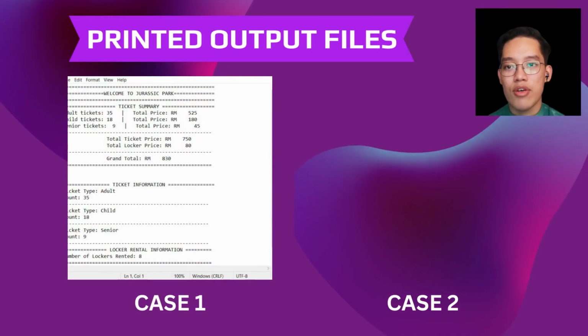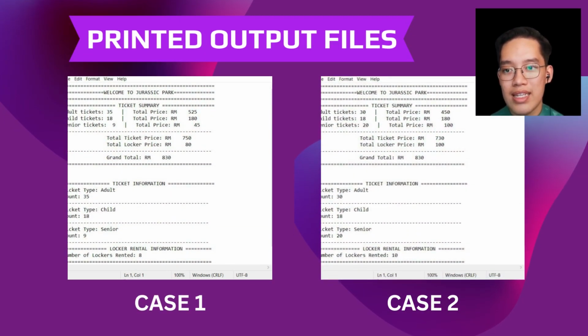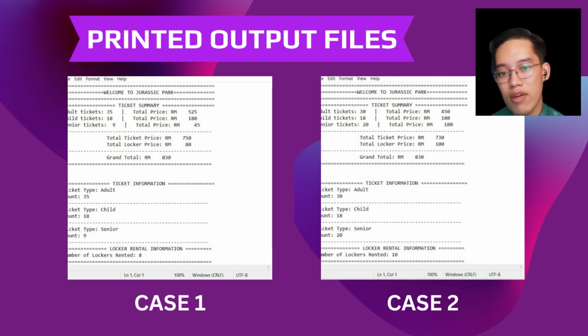This is our printed output file. It will show the ticket detail and local detail, and in both our cases, the grand total is 830 ringgit.